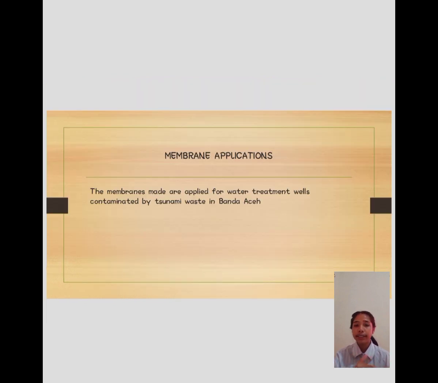Membrane application. The membranes made are applied for water treatment with contamination by tsunami water in Banda Aceh.